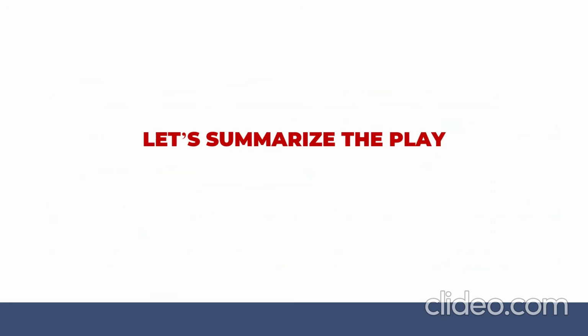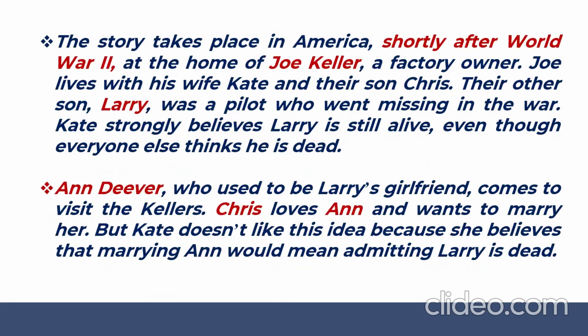Now let's summarize the whole play very quickly. The story takes place in America shortly after World War II at the home of Joe Keller, who is a factory owner. Joe lives with his family, Kate and their son Chris. The other son, Larry, was a pilot who went missing in the war. Kate strongly believes Larry is still alive even though everyone thinks he's dead. Ann Deever, who used to be Larry's girlfriend, comes to visit the Keller family. Chris loves Anne and wants to marry her. But Kate doesn't like this idea because she believes that marrying Anne would mean admitting Larry's death.